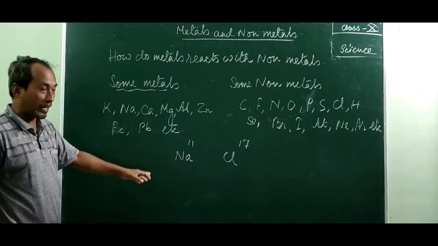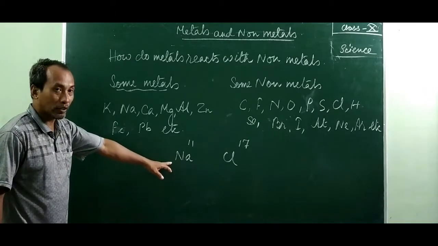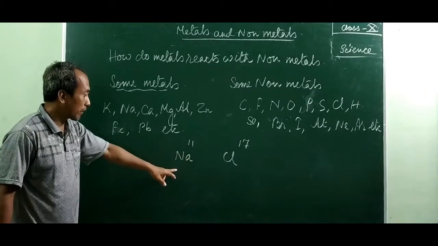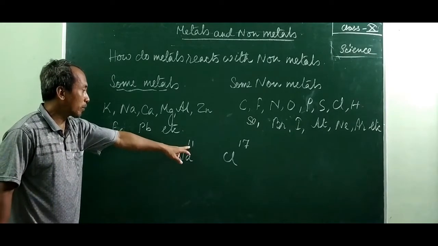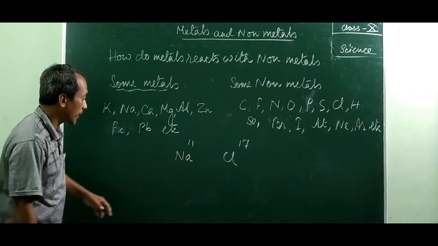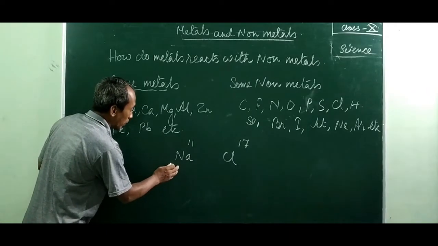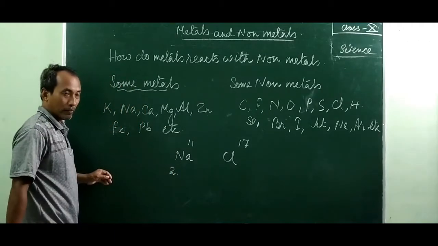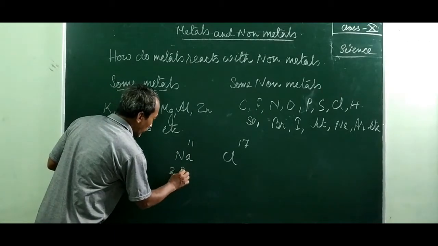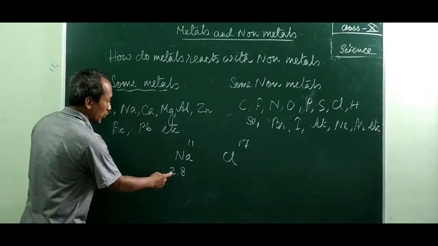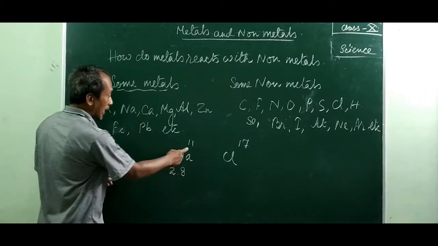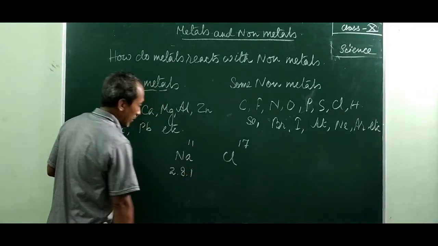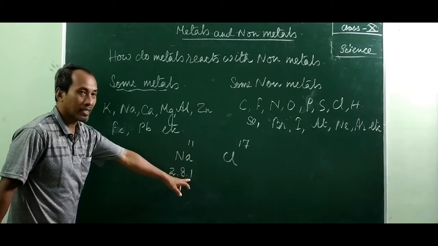And now we will go back to electronic configuration. Electronic configuration means the systematic distribution of electrons in the various orbits. So systematically, when we distribute, the first orbit can accommodate 2 electrons. The second orbit can accommodate 8 electrons. So 2 plus 8 is 10. How many electrons are left out? The left out electron is 1. This is called the valence electron.